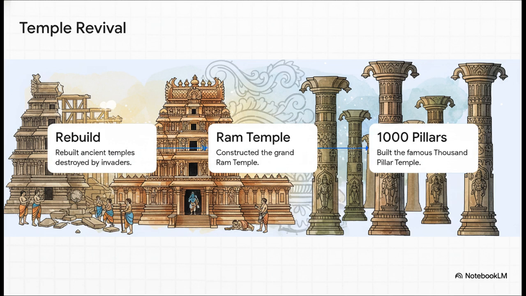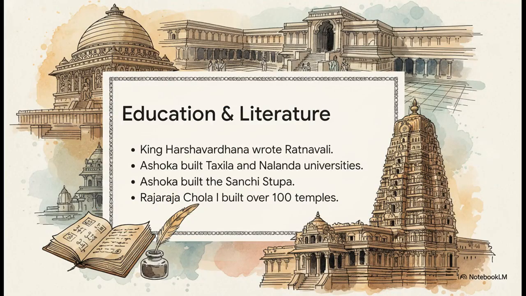He literally used architecture to restore and expand the cultural identity of his people. And we can't forget that these leaders were profound intellectuals too. King Harshavardhana was a playwright who personally authored classic works like Ratnavali.